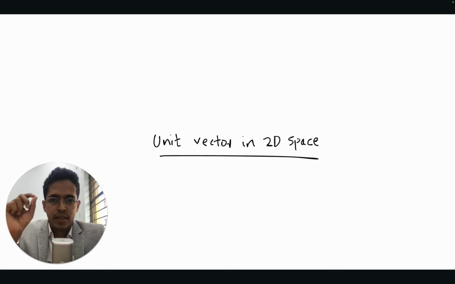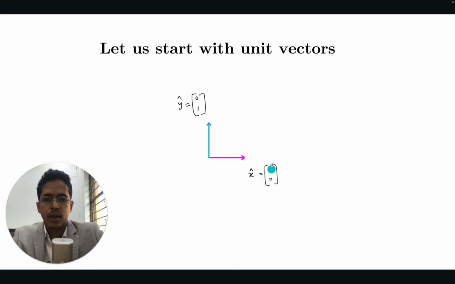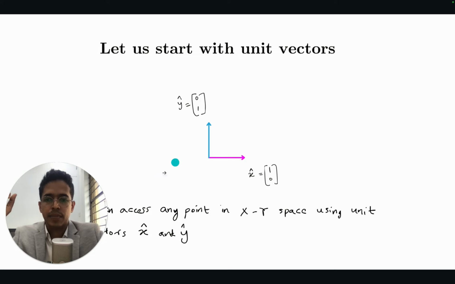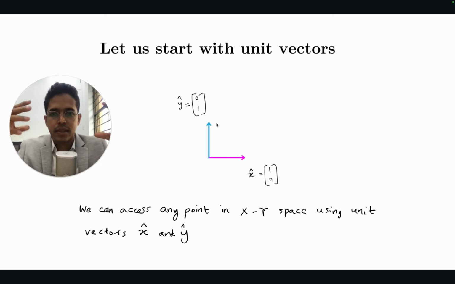We'll first start with unit vectors in 2D space. There are two unit vectors, x cap and y cap. So in the 2D xy space, x cap is the column vector (1, 0), and y cap is the column vector (0, 1), right? These are the unit vectors. And what is the peculiarity of the unit vectors? The peculiarity is that we can access any point in the xy space using these two vectors, x cap and y cap. So what does that mean?